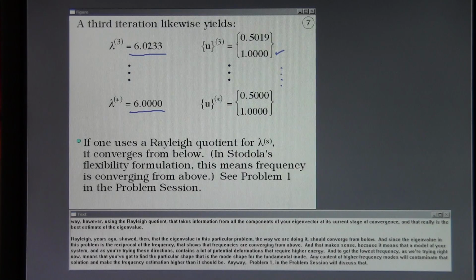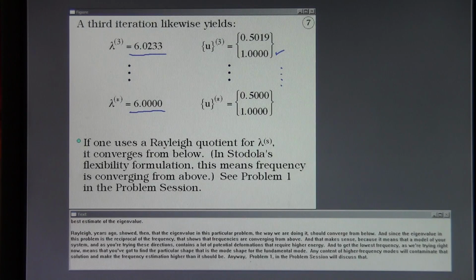And to get the lowest frequency, as we're trying right now, means that you've got to find the particular shape that is the mode shape for the fundamental mode. And any content of higher frequency modes will contaminate that solution and make the frequency estimation higher than it should be. Anyway, problem 1 in the problem session, we'll discuss that.